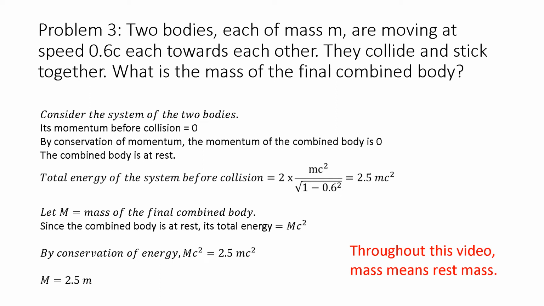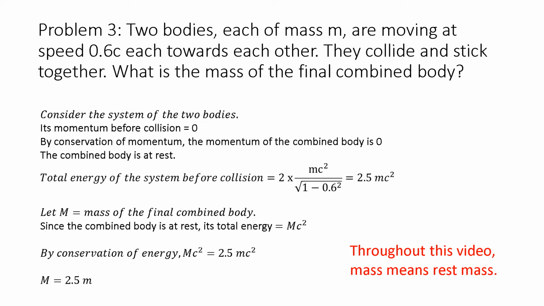Total energy of the system before collision is 2mc² divided by the square root of (1 − 0.6²). From the formula of total energy, we get total energy of the system before collision equals 2.5mc². Suppose capital M is the mass of the final combined body. Since the combined body is at rest, its total energy will be Mc². By conservation of energy, we get Mc² equals 2.5mc², or M equals 2.5m.